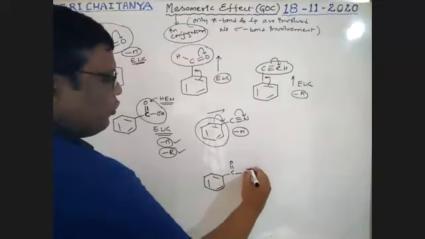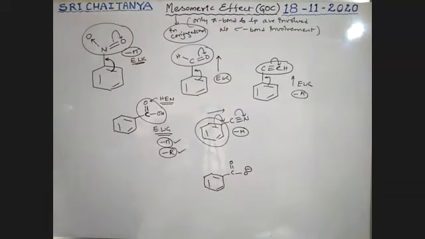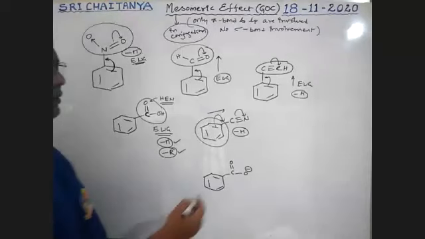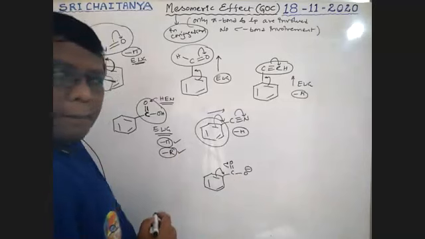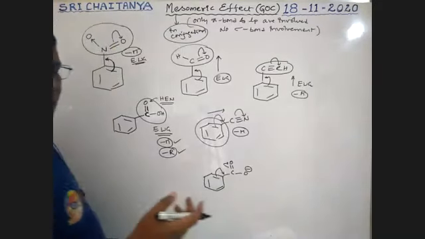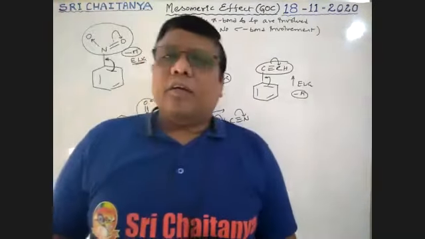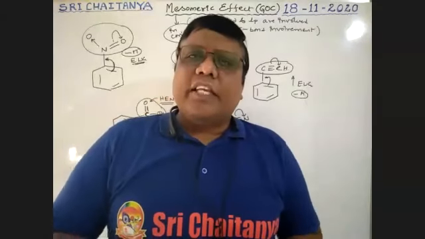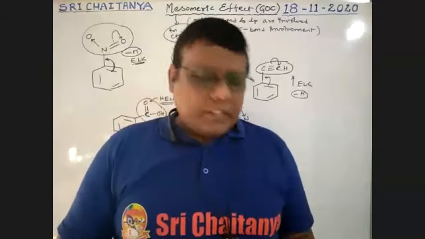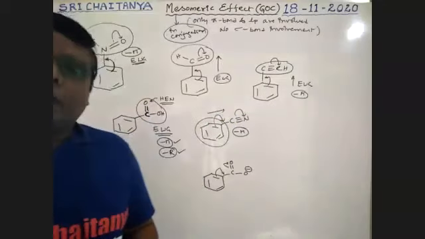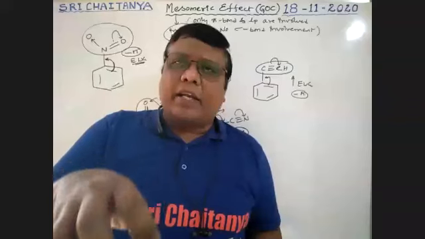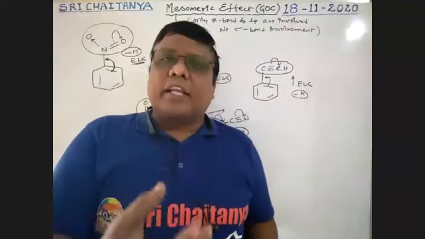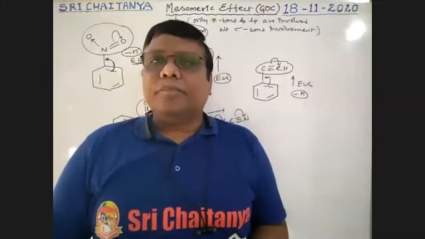Next, see here. C double bond O minus. Here also, the pi bond is towards the oxygen, so it is minus M. Is there any doubt in recognizing whether a group is plus M or minus M? So the concept is clarified. If electrons migrate towards the benzene ring, that is plus M. If they migrate away from the benzene ring, that is minus M.